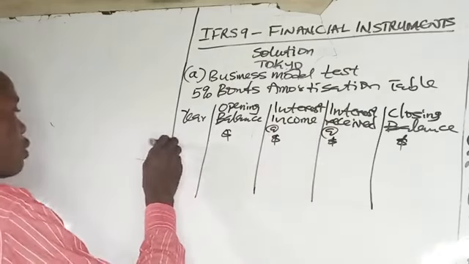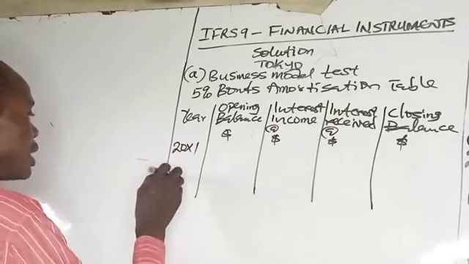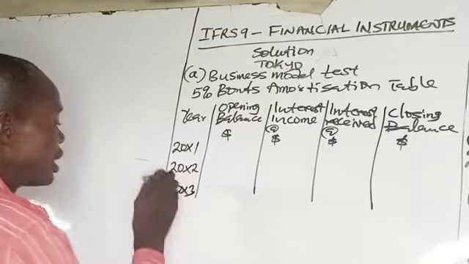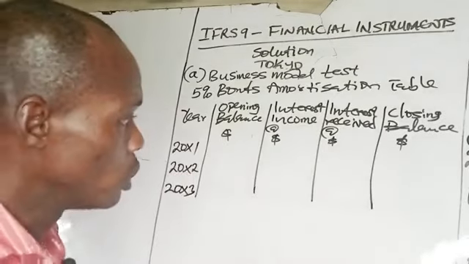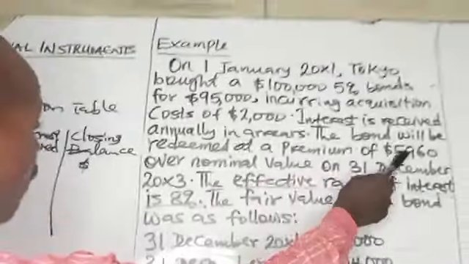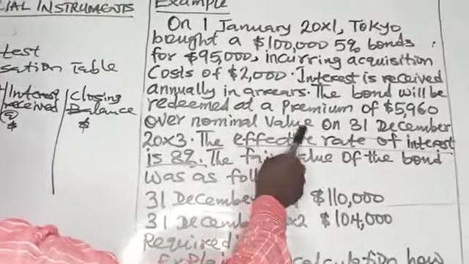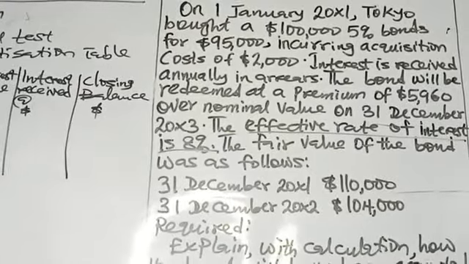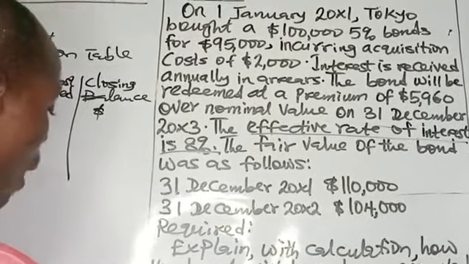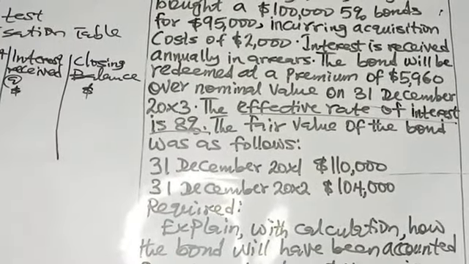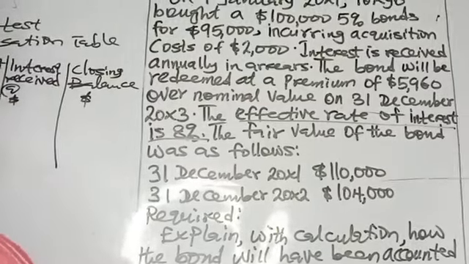Three years are involved: we have 20x1, since they intend to hold it to maturity, 20x2, and 20x3. The maturity date is 20x3. The bond is redeemed at a premium of 5,960 over nominal value on 31st December 2023. That is the maturity date. And you were told the entity must plan to hold the bond until the redemption date, which is the condition for amortized cost.